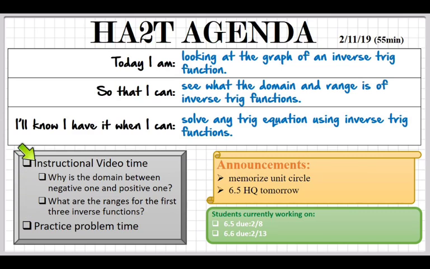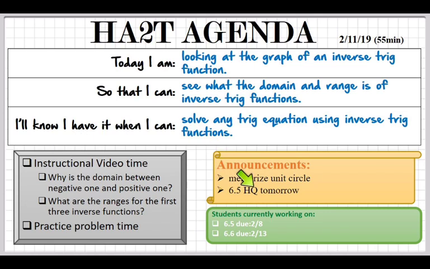Okay, so the cart is open. You guys have access to the laptops. I want you guys to do at least 2 videos on your own. If you have headphones, that would be best. And take notes. Take notes of what you're looking at. Don't forget to memorize the unit circle, guys.